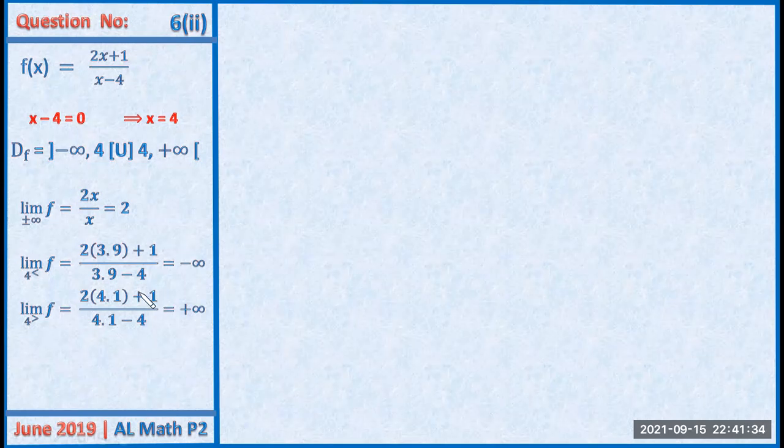So the next thing now we have is the vertical asymptote here. From the domain of definition, you always see the vertical asymptote.